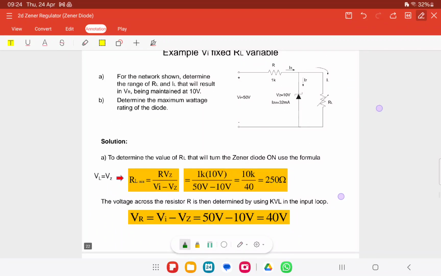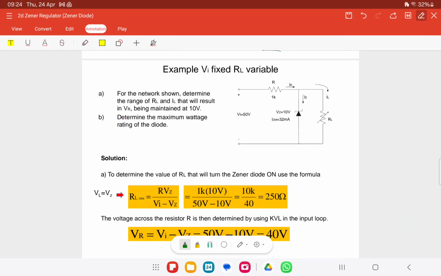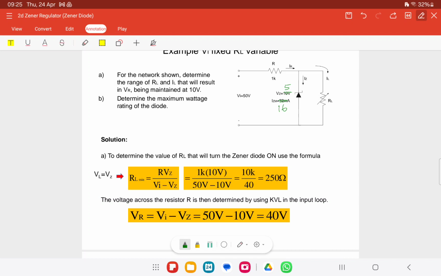So we have one example here. Example of the second one. Fixed supply, vary the RL. We change the value kat sini. VZ change to 5. IZM change to 16. Okay, cuba buat. Yang lain sama.